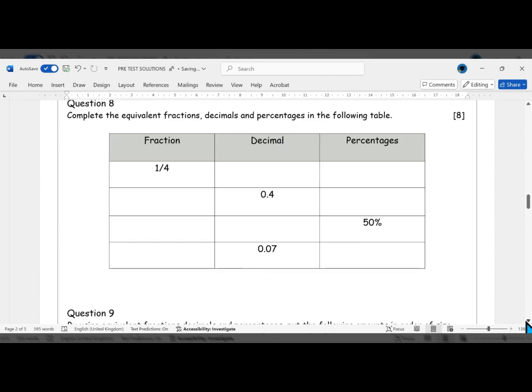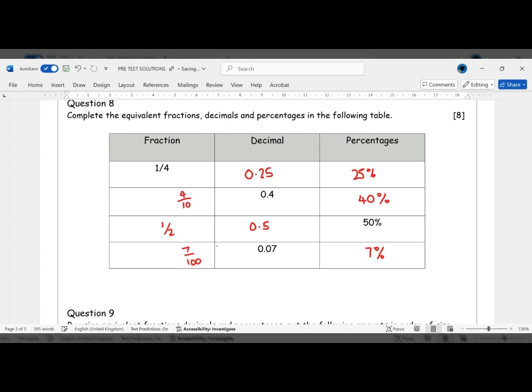Question 8. I think a quarter, right, we should know. Okay. A half, we should know. However, when we're talking about, this is 4/10. 0.4 is 4/10. Okay. Some people will prefer, though, to go to the percentage first. Whereas this is 7 in the hundredths column, it's 7/100. But again, some people might rather go here.